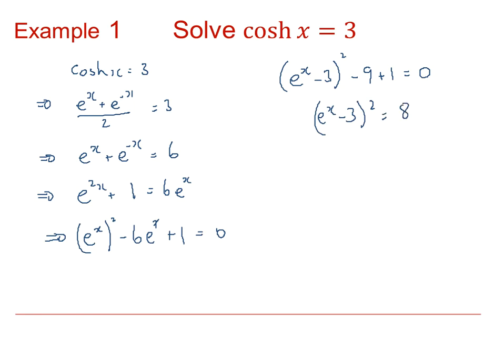So we can take the square root of 8, which is equal to 2 root 2, and add 3 to each side of the equation, so that we get e to the x is equal to 3 plus or minus the square root of 8, or plus or minus 2 root 2. This is e to the x. Now the inverse of e to the x is a natural logarithm, so therefore x is equal to the natural log of 3 plus or minus 2 root 2.